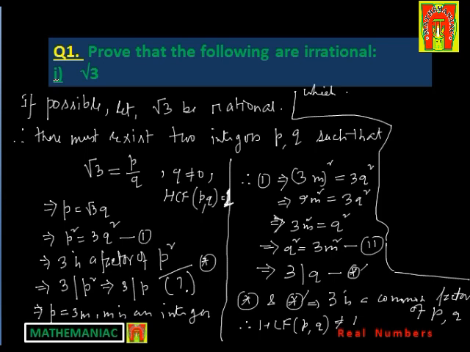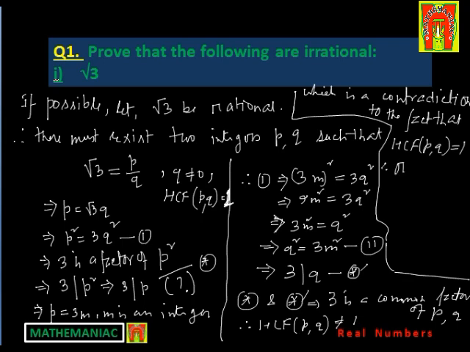This is the last step, which is a contradiction, right? Which is a contradiction to the fact that HCF of PQ is equal to 1. Therefore, our supposition was wrong. Please write: supposition was wrong.